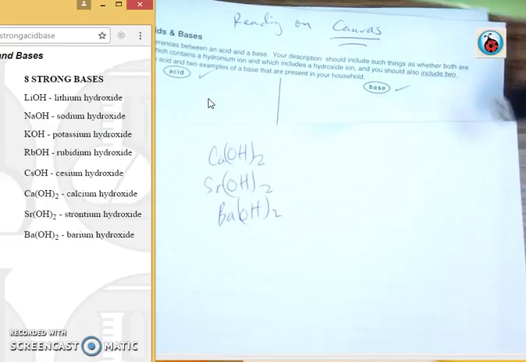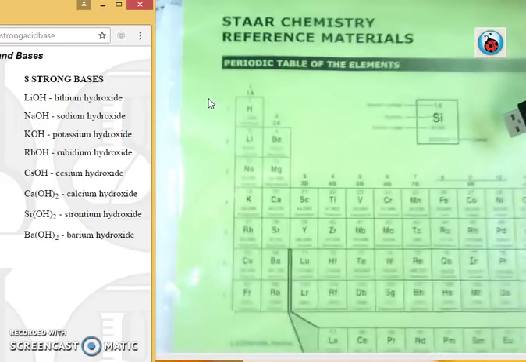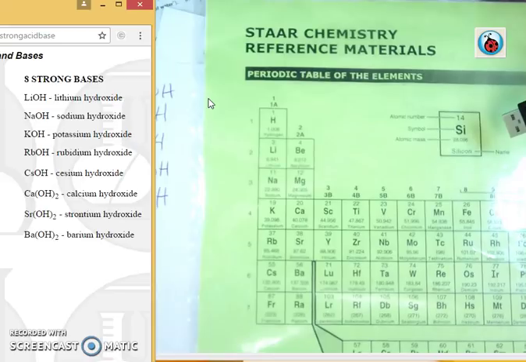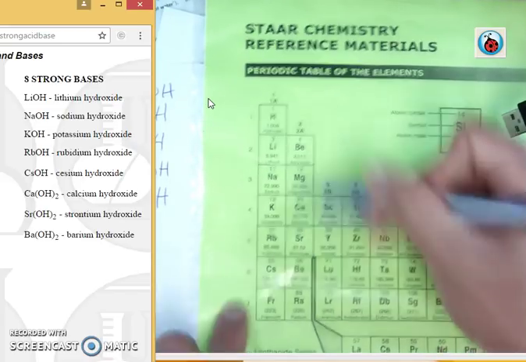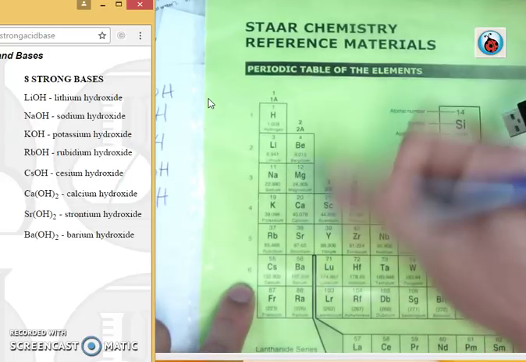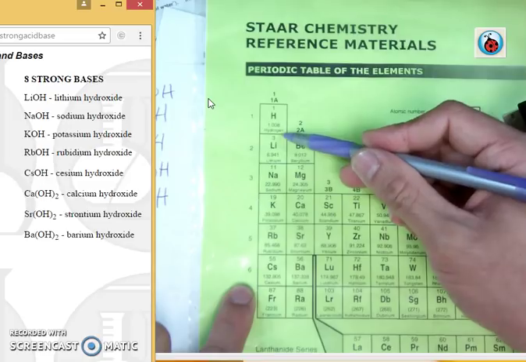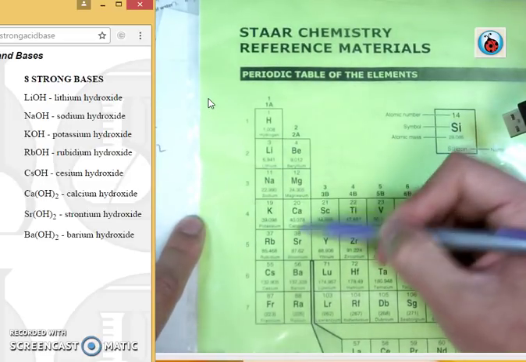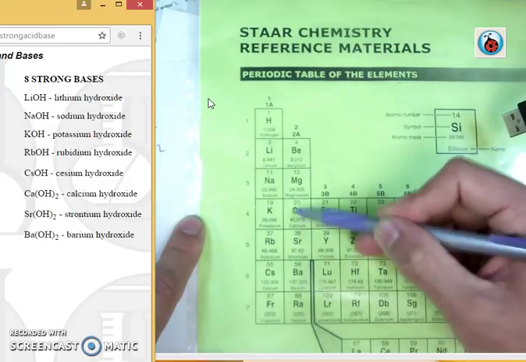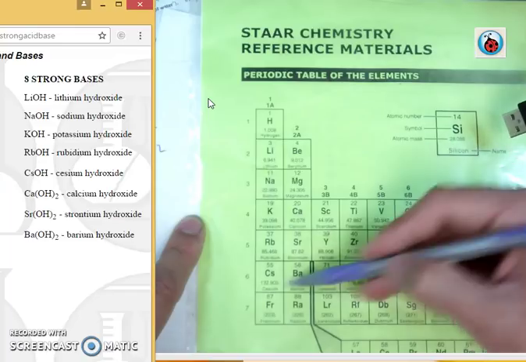And notice where these are on the periodic table. Basically, when I have a periodic table like this, most of the strong bases are lithium, sodium, potassium, rubidium, cesium. So basically every single metal in the first column with the hydroxide is a strong base. And you add a couple more in the second column, the second group: calcium, strontium, and barium. So these are the magic 8 right here. Okay.